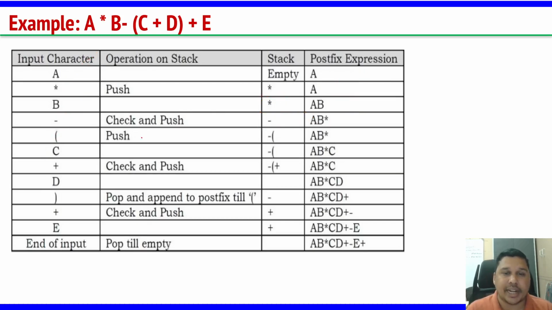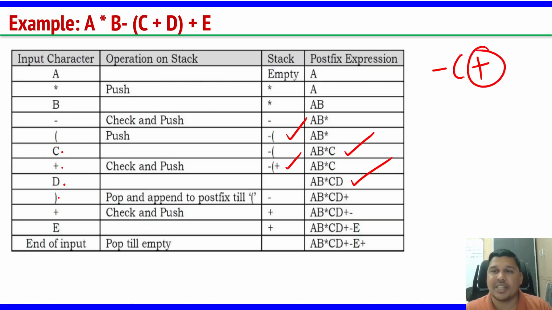Then I got a round bracket, add it to the stack directly. Then I got a character, add it to the output string. Then you got a plus symbol, add it to the stack. Then you got a D, directly push it to the output string. Then you got a close bracket. Whenever you get a close bracket, pop out all the elements at the top of the stack till you encounter an open bracket. So the stack is something like this. Till the open bracket means only plus is there, so you pop it out and add it to the expression. So the stack became only minus.